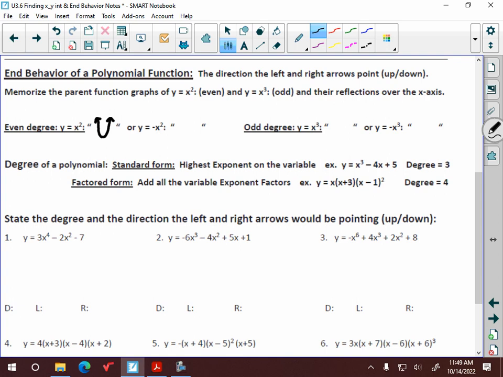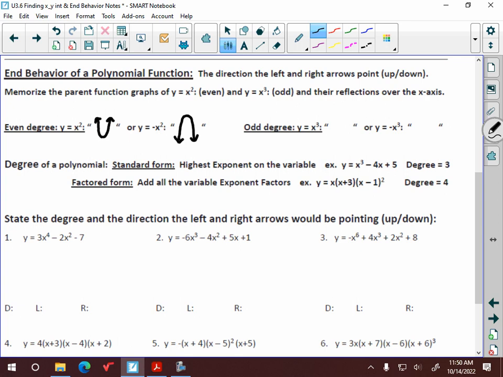Now, if we lead off with a negative, that means there was an x-axis reflection. So that means that both arrows now would flip over and point down. All right, so if it's an even degree, both arrows are going to point in the same direction. Either they're both pointing up or they're both going to point down.